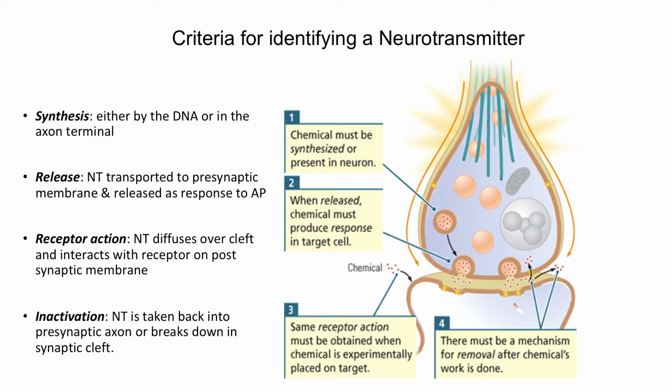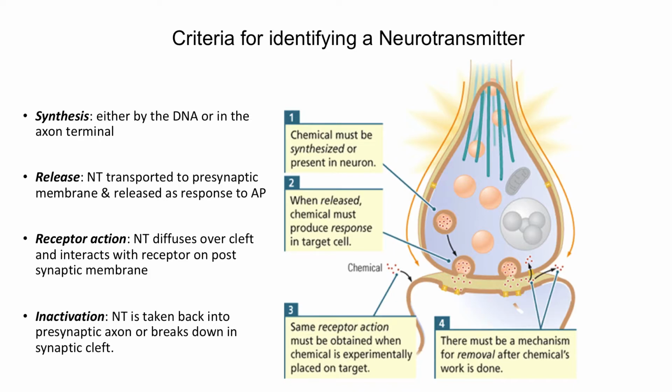The third criteria is that the same response or receptor action must occur when this chemical is experimentally placed on the receptor. So if you place, in the picture you see that right here, if you place this chemical on the receptor, it should have a similar effect. And the last thing is whenever the neurotransmitter did its job and connected to or bound to the receptor, it has to be either taken back up in the cell or taken away, or it is broken down.